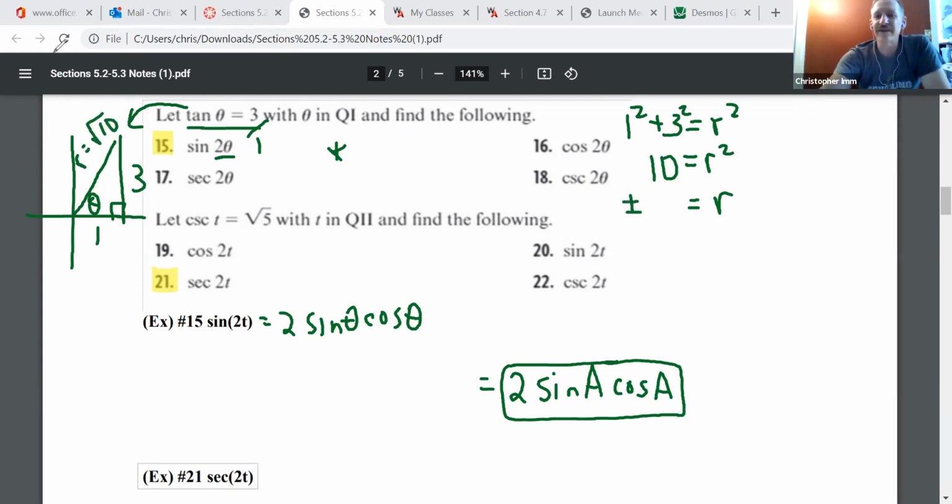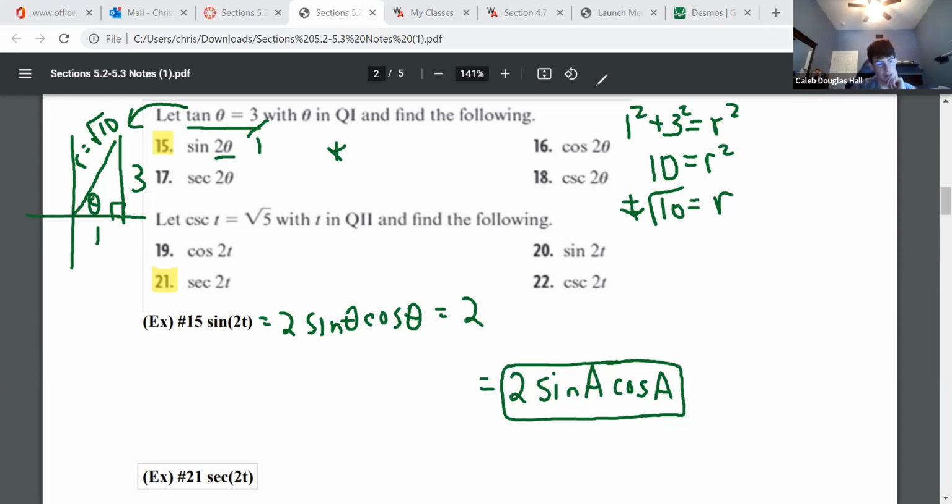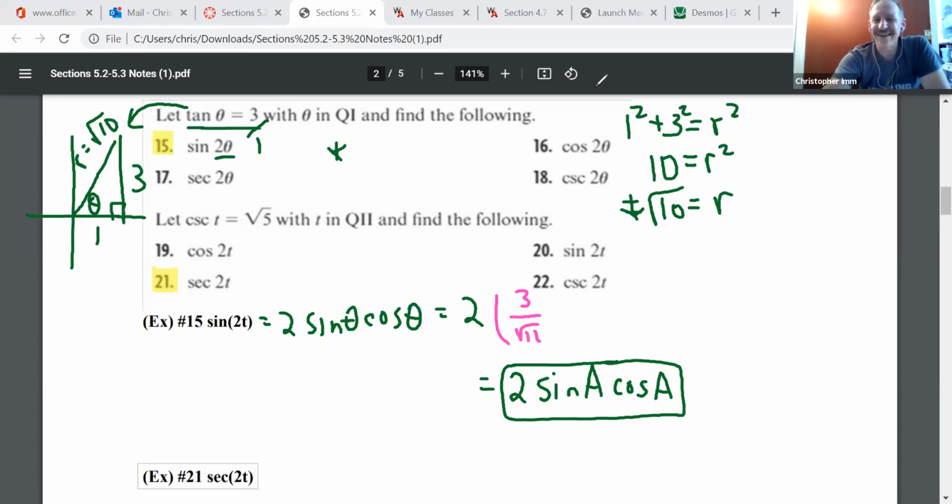So plus or minus root 10, but since we're in quadrant 1, we're using plus again. Okay, so now we have the triangle to be able to fill in what sine and cosine are. All right, Caleb, I'm sticking with you. What is the sine of theta from that triangle? 3 over square root of 10. Yes, sir. And what about the cosine? 1 over square root of 10. Excellent. Very nice. Thank you.